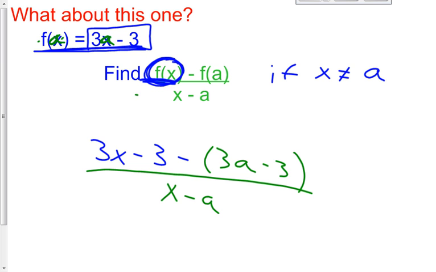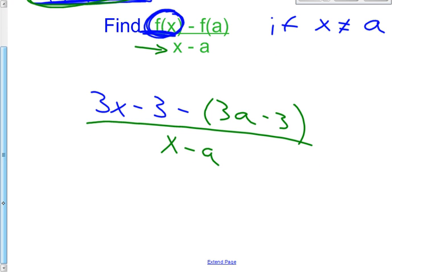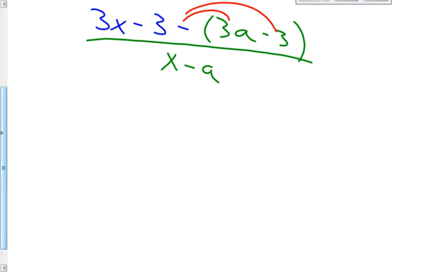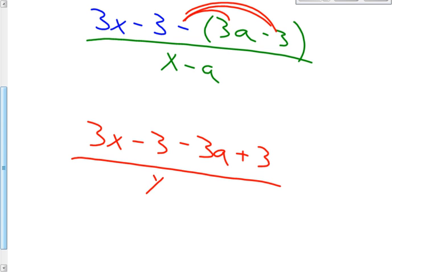I don't have to substitute in anything in the denominator because there's no f in front of it. This is the f of x part. This is just two letters, x minus a. So now I'm going to evaluate this. The first thing I'm going to do is distribute this negative sign to get rid of my parentheses. So now in the numerator, I have 3x minus 3 minus 3a. A negative 1 times a negative 3 is a positive 3. Divided by x minus a.